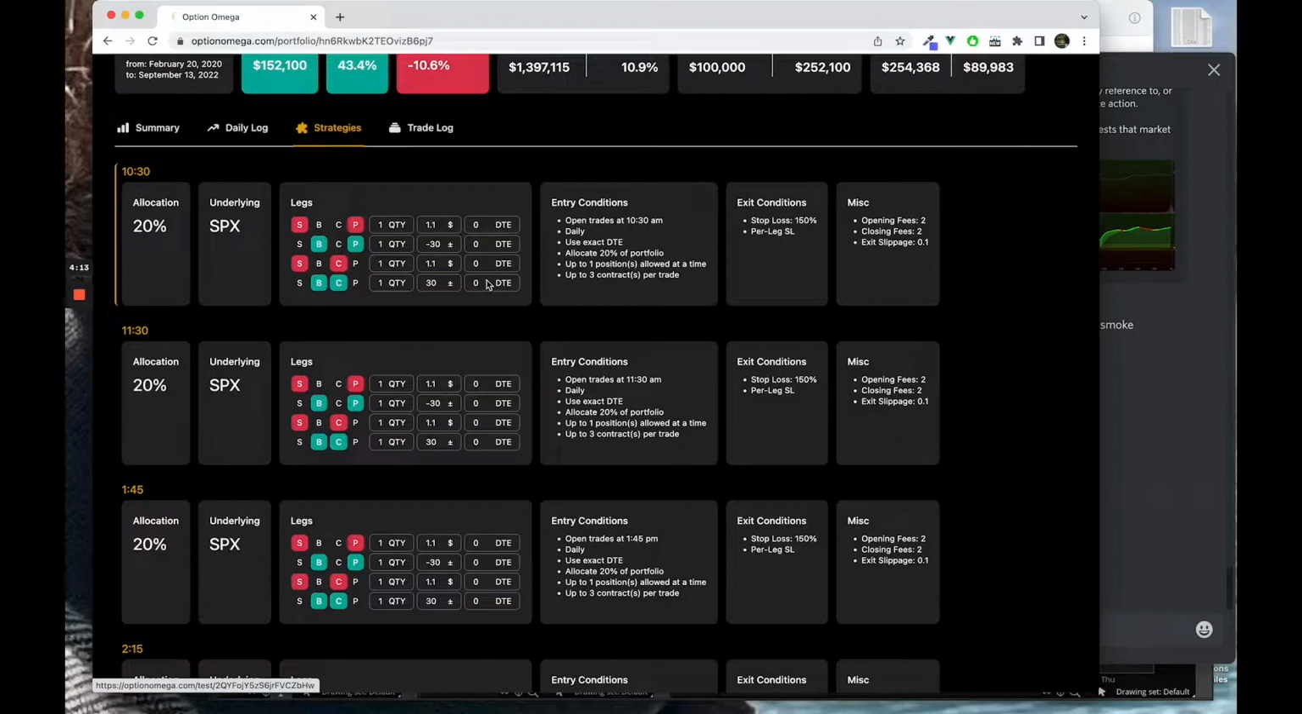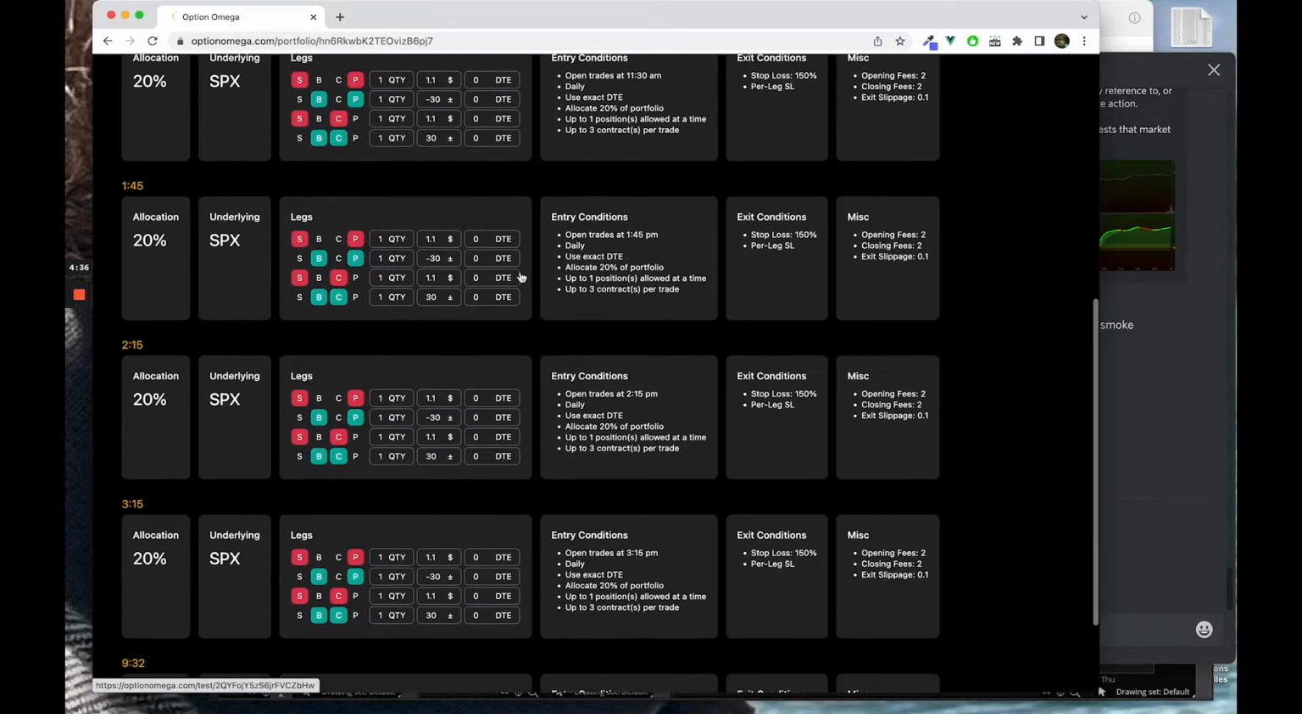Obviously, I will share this and we can play around with it. But what we're doing is each time we're going to sell a condor, and it's a zero-day condor. The longs and the shorts of the put and the call are always going to collect a $1.10 credit, and the longs are always going to be 30 points out. Joseph put this together and found some cool stuff.